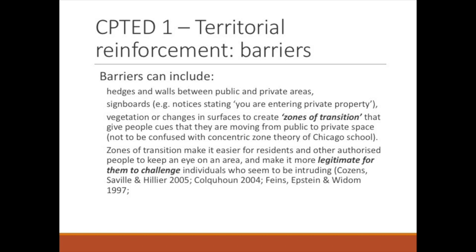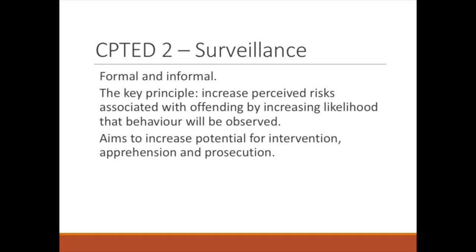Now, these zones of transition make it easier for residents and other people who are meant to be there to keep an eye on the area. And it also makes it more legitimate for people who have a sense of belonging and ownership in the area to challenge other people's right or presence in that space, especially when it seems like they are intruding. So another way of phrasing that is when a space is clearly marked, when a territory is clearly established through some of these barriers, signposting techniques and so on, it makes it easier for people to enforce informal social control.